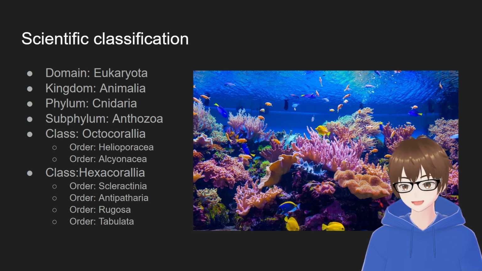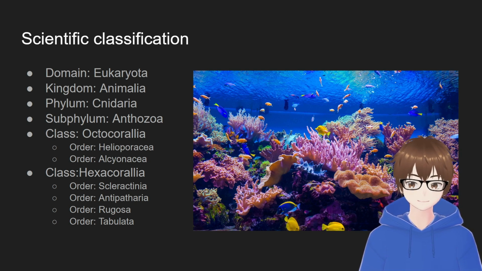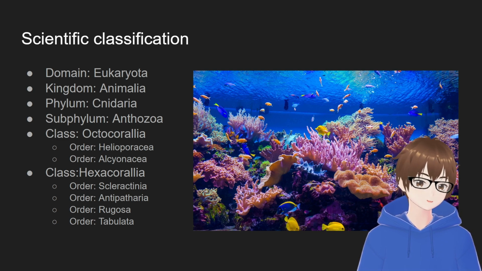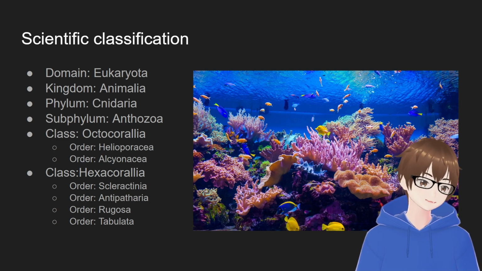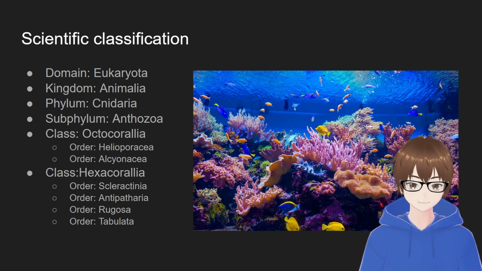This time it's going to be on coral and coral reefs, and the scientific classification for coral is the domain Eukaryota, the kingdom Animalia, phylum Cnidaria, subphylum Anthozoa, and then class Octocoralliae or Hexacoralliae. And then there are multiple different orders of corals, but that is the main scientific classification for them. And then I have just a picture here of wonderful, colorful corals.